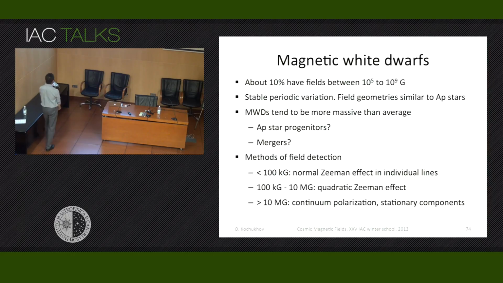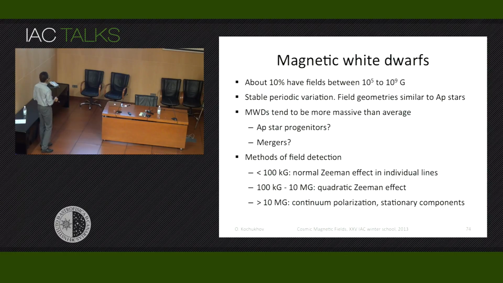The methods of magnetic field detection for white dwarfs are more diverse than for main sequence stars, simply because they span so broad a range in magnetic field strength. So we go from looking at the same Zeeman effect as I described for other stars, looking at Zeeman splitting of spectral lines and Stokes V signals in individual spectral lines, to something completely different. In this range, the quadratic Zeeman effect starts to dominate, and instead of individual lines, we see kind of smeared spectra.